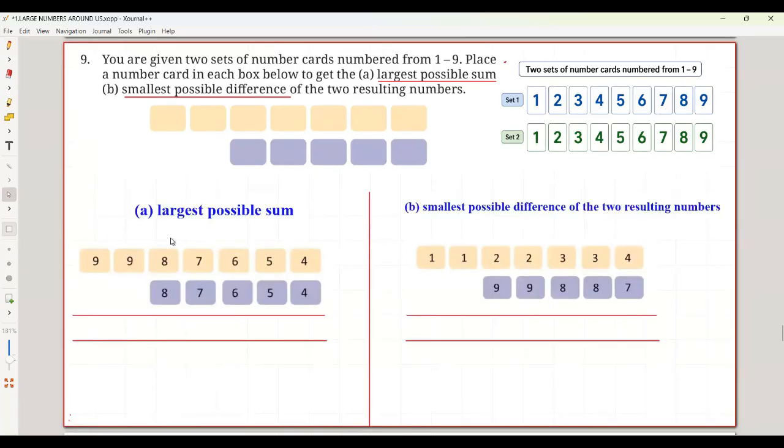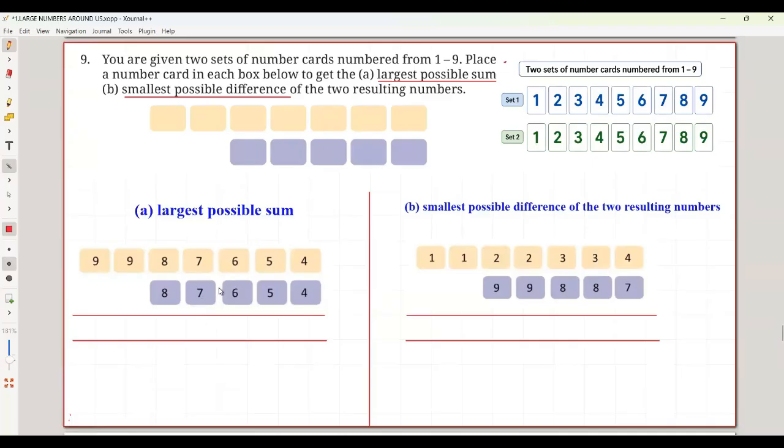The largest possible sum is 9, 9, 8, 7, 6, 5, 4. Next, 8, 7, 6, 5, 4. I'm just taking the numbers in this order. First, 9, 9. Next, 8, 7, 6, 5, 4. So if you are writing the numbers in this order.